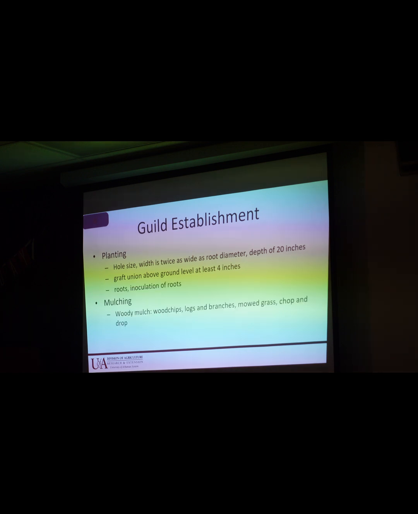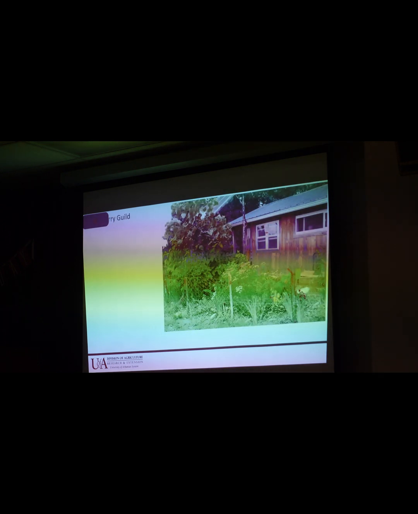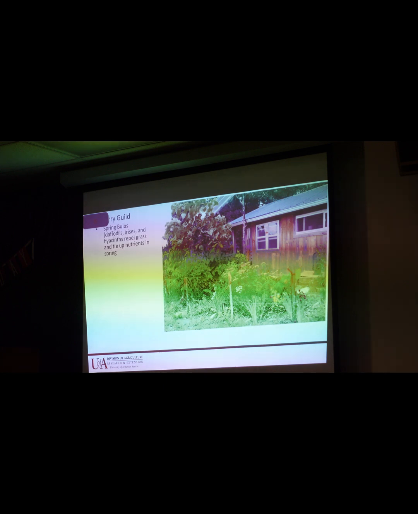What do you mulch? All of those are good mulches. And here's an example of a guild that someone was doing in Arkansas. It's a mulberry guild. So they have some spring bulbs in there, daffodils, irises, and hyacinths, chives, bee balm and yarrow, strawberries for ground cover and food, echinacea, and then hyssop and catmint.